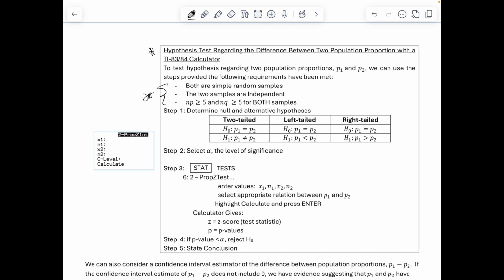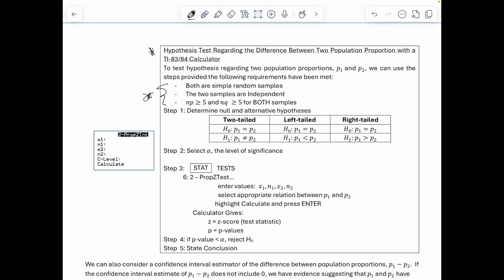The next step is to determine the null and the alternative hypotheses. H0, our null hypothesis, is the same for all three cases, and H1, our alternative hypothesis, is going to depend on if it's a two-tailed, left-tailed, or right-tailed test. So make sure that you carefully read the problem to find the words that tell you which type of test we're using. Step 2 is our level of significance, which is alpha, which is usually given to us.